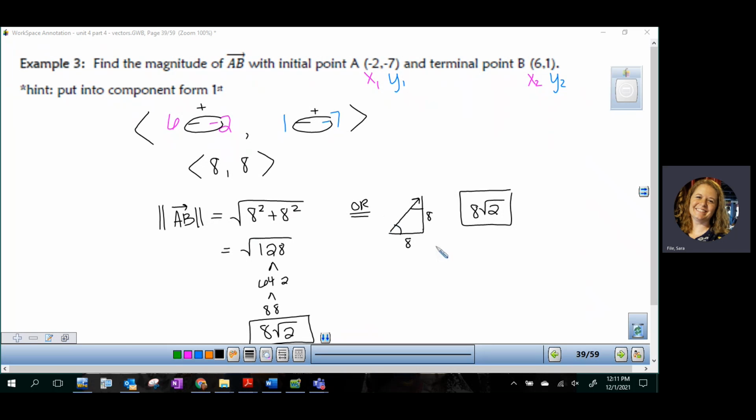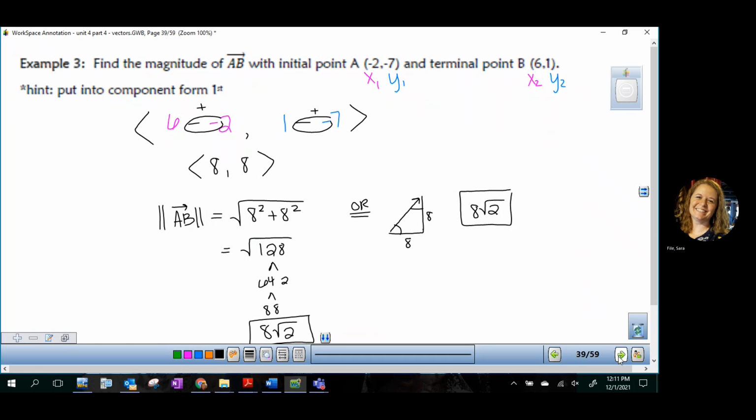Whichever method you prefer. If you're doing the distance formula or Pythagorean theorem and you get to the point where you're taking the square root of 128, you have to do your factor tree and simplify that. You feel okay about those? Finding the magnitude, putting in component form.